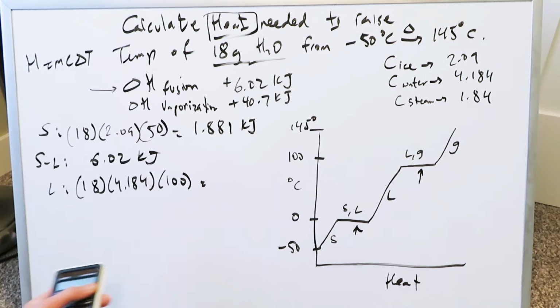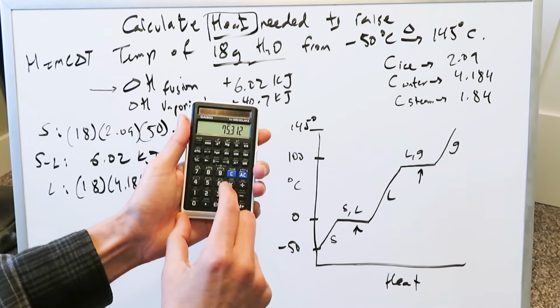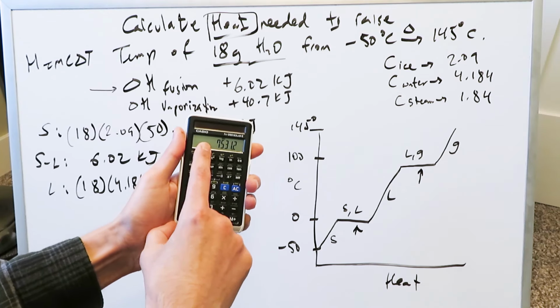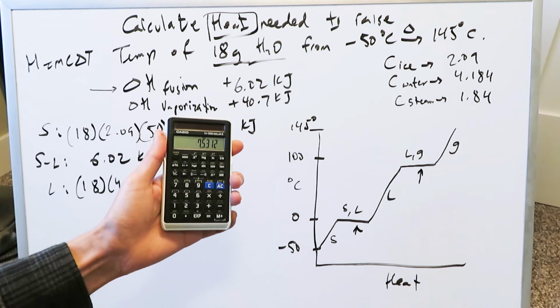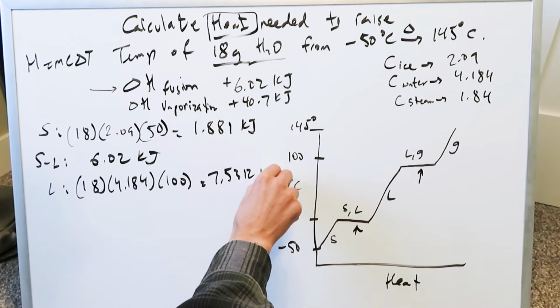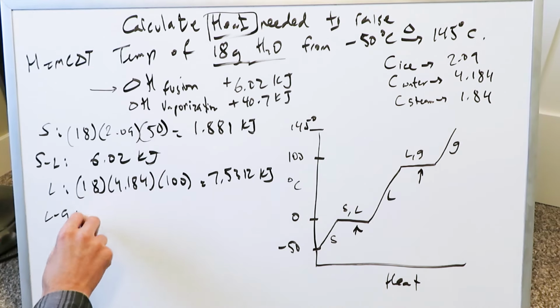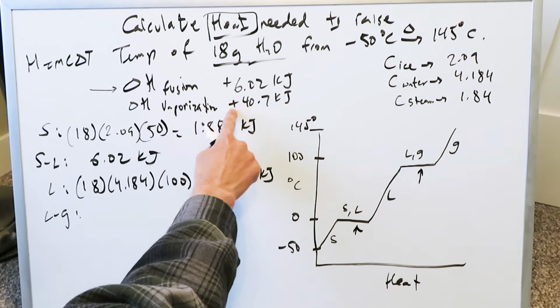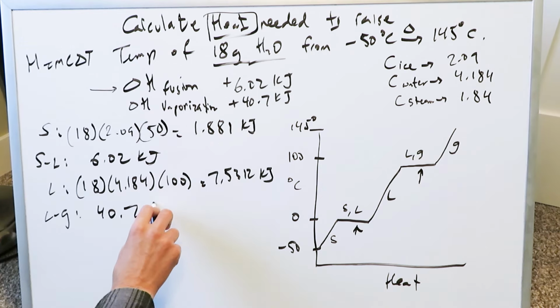You have mcΔT. You have 18 times 4.184 times 100. We have 75312, which I'll divide by 1000 to keep everything in kilojoules. 7.5312 kilojoules. Now let's look at this phase from liquid to gas. We don't need to do any calculation because for 1 mole of water, there's 40.7 and I have 1 mole. We can just make that 40.7 kilojoules.